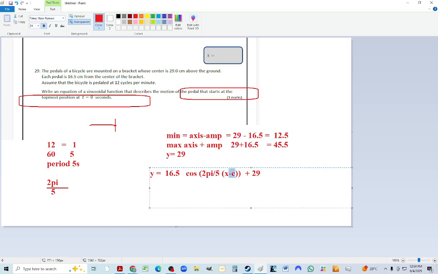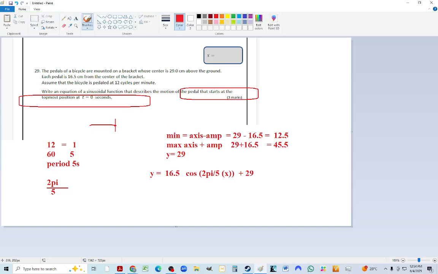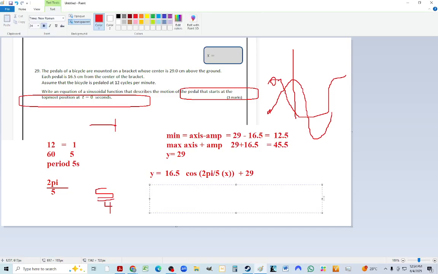And there's no transformation because they tell me I start at 0 seconds. So this is the formula. However, if I wanted to use the sine curve, and sometimes they'll say make a map from both cos and sine, the cos starts at the top, so I don't need to move it left. But a sine curve, when it reaches the top, it's a quarter way through the period. A quarter of 5 is 5 over 4. So if I was to use a sine curve, I'd have to shift it to the left by 5 over 4 to get it to start at the top. So the sine curve would be this.